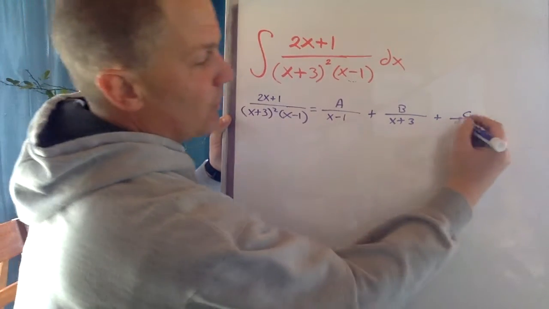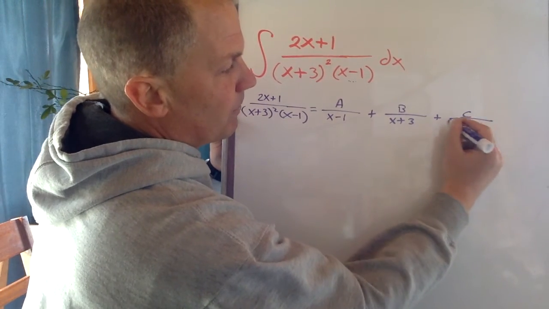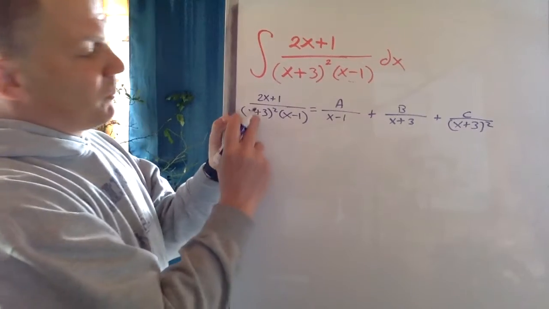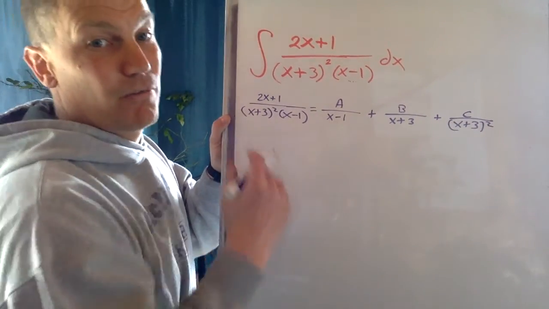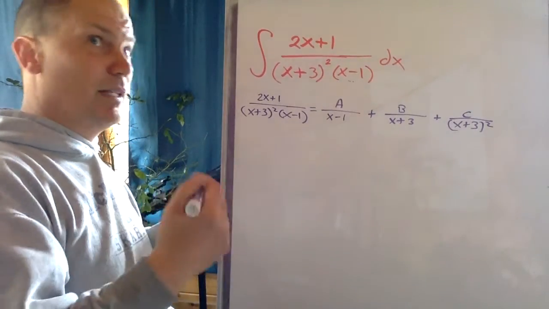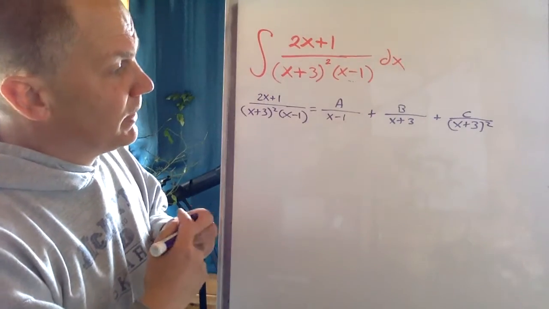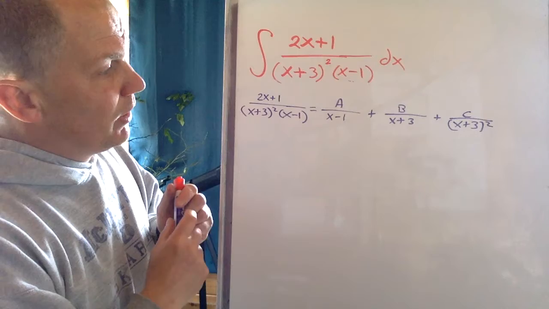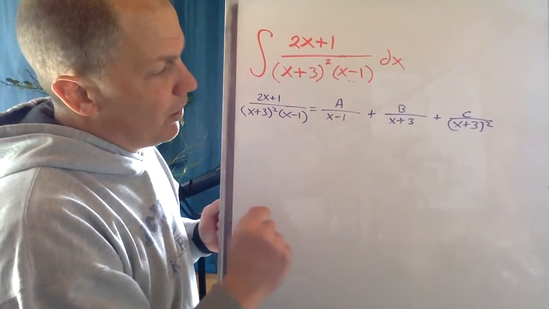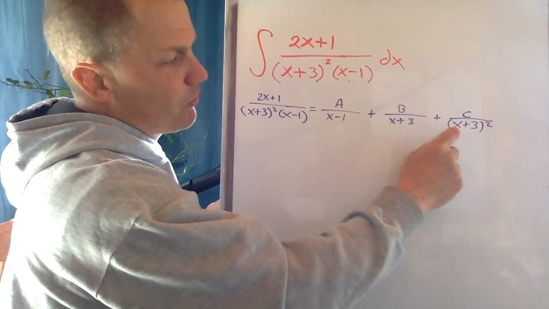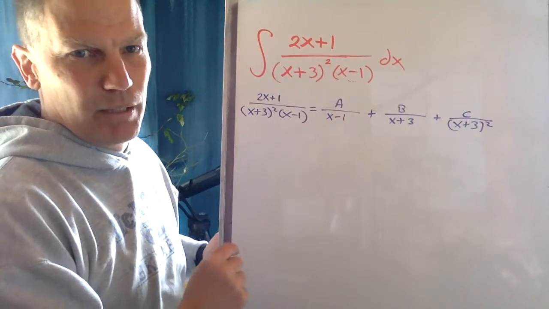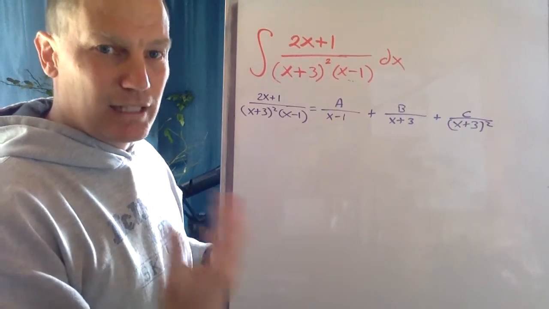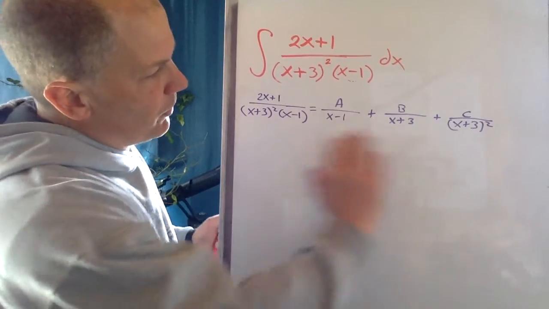So this is squared, so I need to do it for x plus 3 squared. If this was cubed, I'd have a d term with an x plus 3 cubed. If it was to the fourth, it'd be an f term, and it would keep on going up. Also notice that even though this is a square thing, we don't need a linear term up here. That's going to be for something that's irreducible. So this is all set.